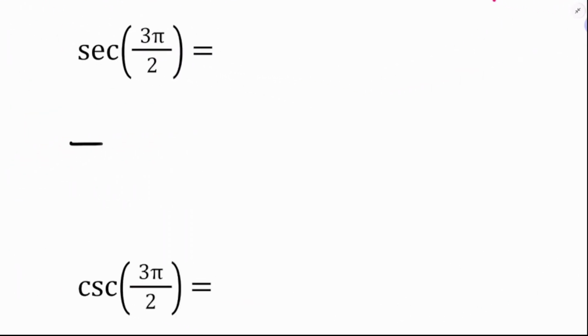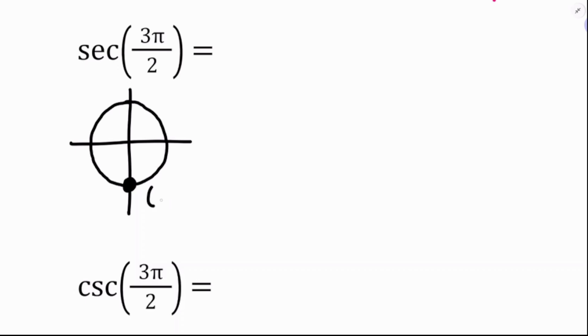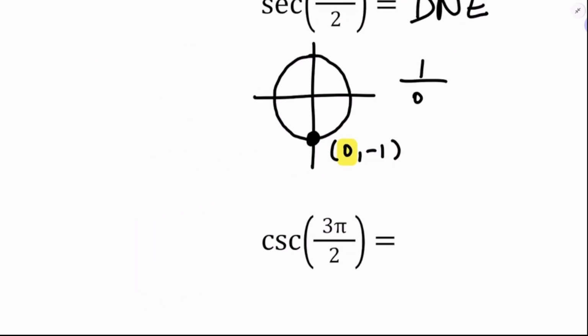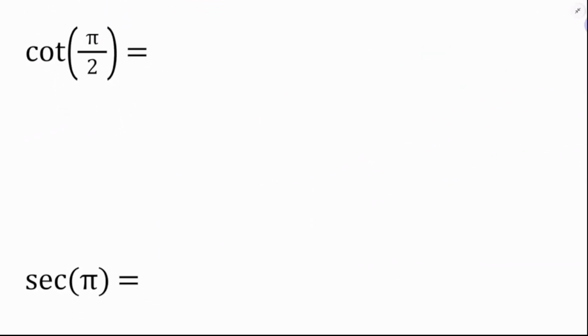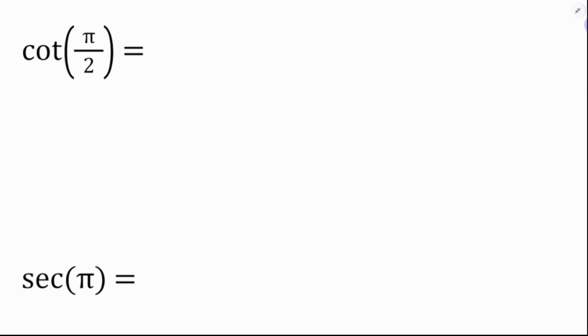Secant of 3 pi over 2. Okay, I'm going to go over here and draw the circle. 3 pi over 2 is down at the bottom, and that's something we just got to know. Coordinates of this are x equals 0, y equals -1. Well, we would need cosine of 3 pi over 2 to make a determination on secant. Cosine of 3 pi over 2 is 0. So I'm going to take 1 over that 0, and that's also going to not exist. But not all of these are going to not exist. I think we're going to see some of these end up being 1 or maybe 0 or something like that.